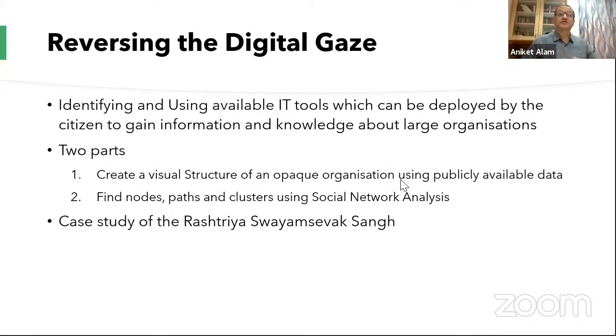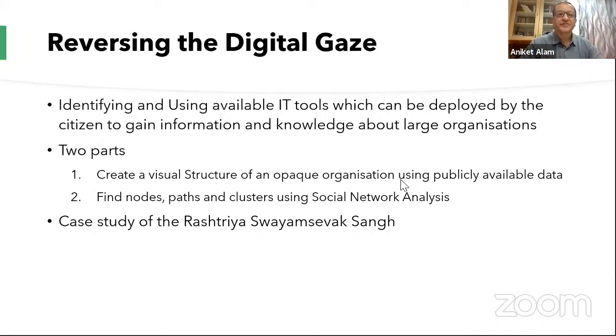Create a visual structure of an organization which does not tell us too much about itself. Can we, using social network analysis, find something about it? Initially, we had thought of a bunch of things. We looked at the Congress party, as he was interested in politics. The other thing we were looking at was the CPIM in West Bengal. Finally, we settled on the Rashtriya Swayamsevak Sangh because this was a couple of years after Narendra Modi had become prime minister in 2014, and there was a lot of interest in what the inner dynamics of the Sangh Parivar were.